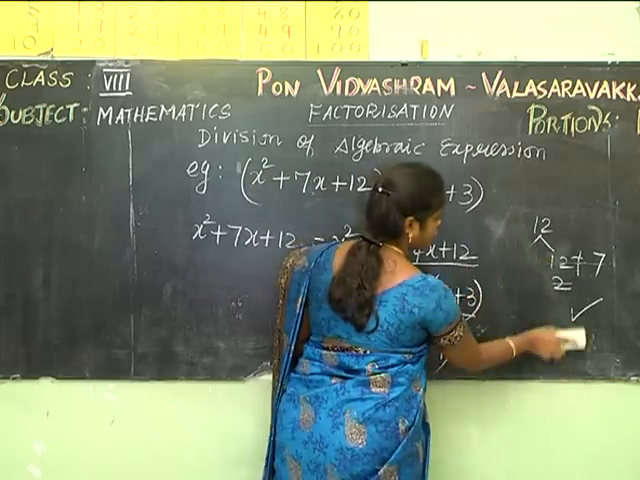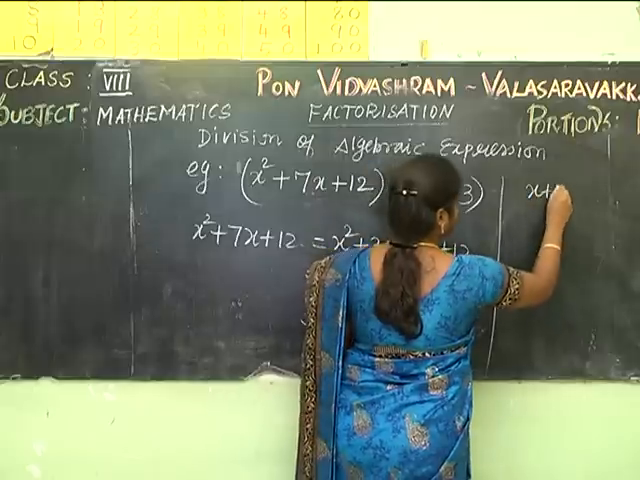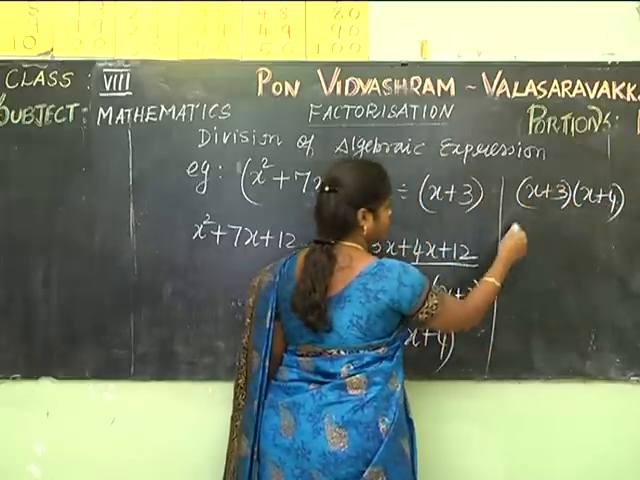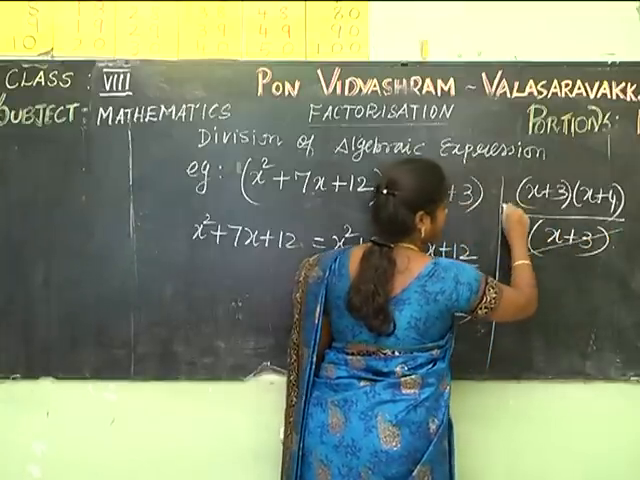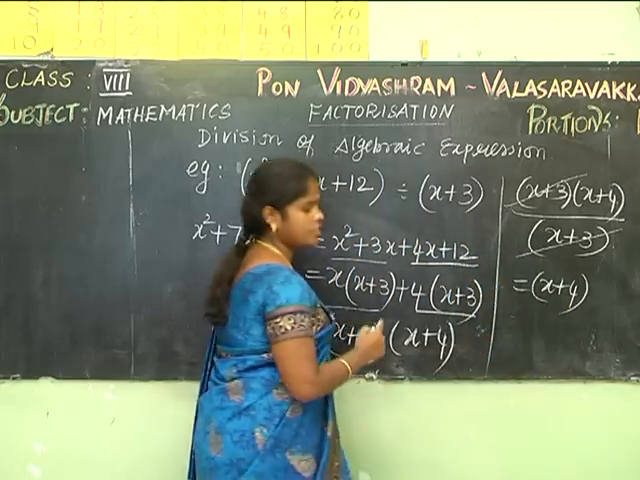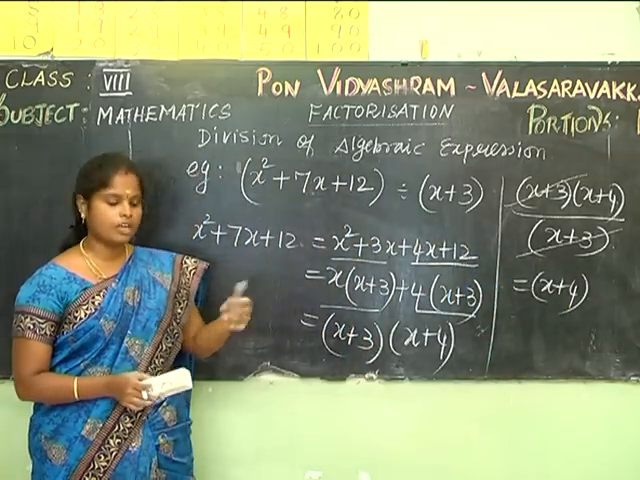Just write this expression in the numerator: x plus 3 into x plus 4. And the denominator is x plus 3. Then we can cancel the entire factor x plus 3. The remaining is x plus 4. That's all. This is the required answer. This is the way you have to divide a polynomial by a polynomial.